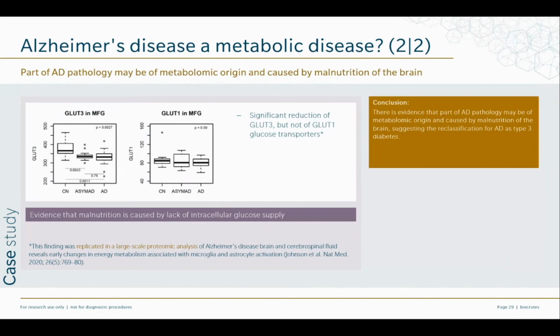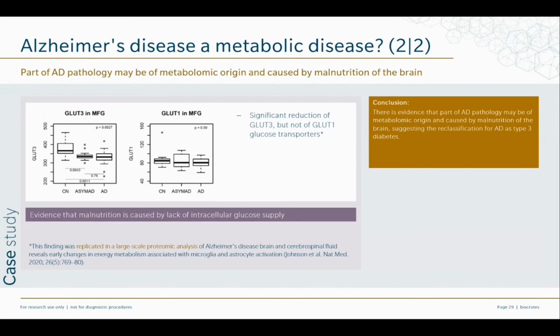So here's the answer. It is clearly shown that GLUT3, which is the glucose transporter of neurons and works independent from insulin, is significantly lower expressed in Alzheimer patients compared to cognitively normal individuals. GLUT1 is an insulin-dependent glucose transporter found mainly in astrocytes, and its expression remained unaffected. So this study provides clear evidence that malnutrition of an Alzheimer's brain is caused by lack of intracellular supply with glucose. And in fact, this result has recently been replicated in a large-scale proteomic study published in Nature Medicine.